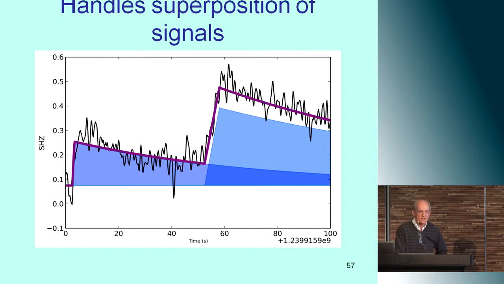We can also do things that the existing system can't, like deal with superposition of signals. So when you have lots of events occurring and the signal traces can be many hundreds of seconds, then there's actually lots of superposition going on. And when you have a signal model, as opposed to a blip model, you can actually handle that perfectly naturally.